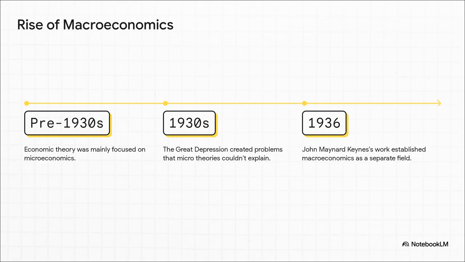But then the 1930s and the Great Depression happened. Suddenly you had this massive, devastating unemployment that the old micro-theories just couldn't explain. They didn't have the tools. So an economist named John Maynard Keynes came along and developed a whole new way of looking at the economy as a whole system. And just like that, the field of macroeconomics was born.